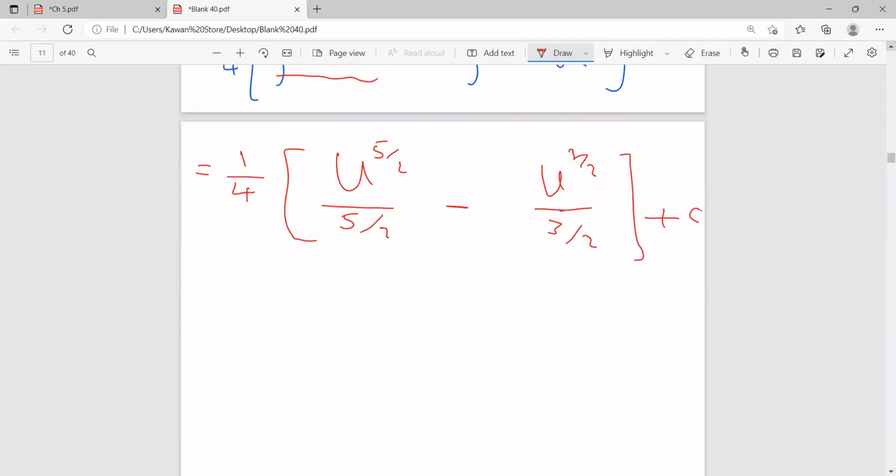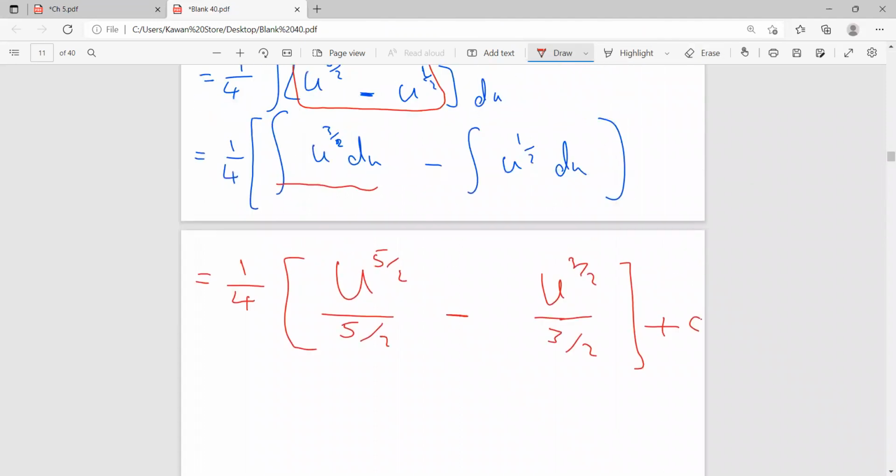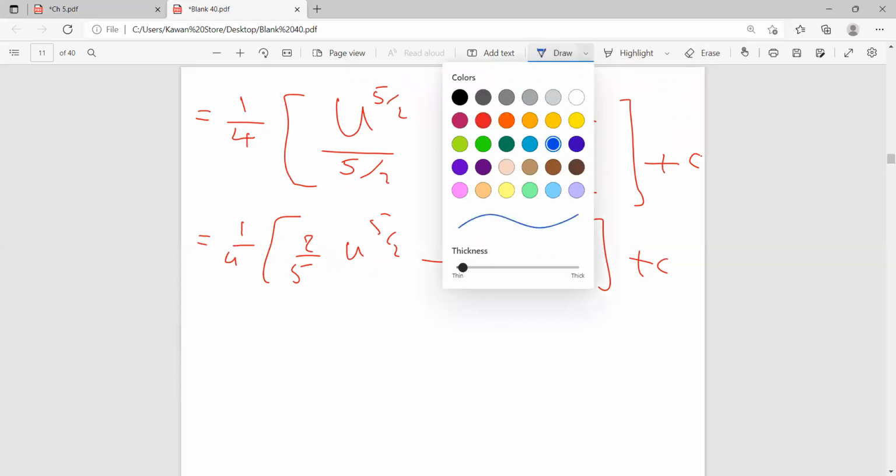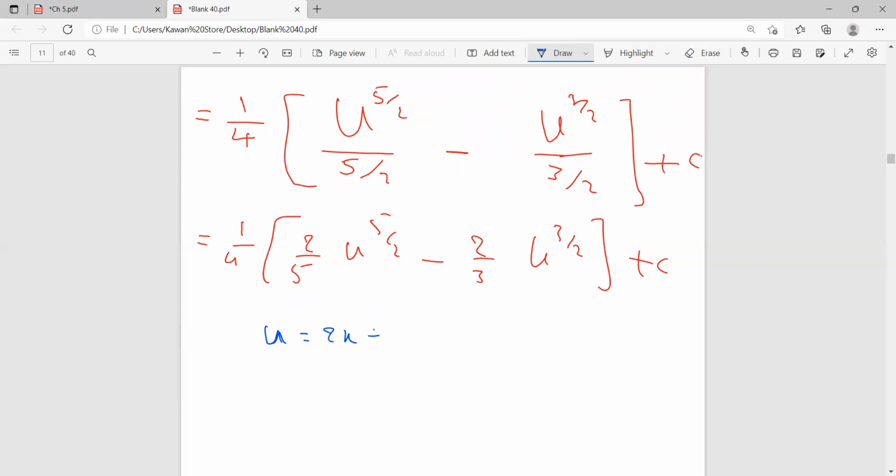Any question? Do you know why 5 over 2? Because there's u du, nothing else. So here's the solution. We get 1 over 4, 2 over 5 u to the 5 over 2, minus 2 over 3 u to the 3 over 2, plus c. And do not forget, I gave you x, but you gave back u. We should substitute again. In the previous one, we said u is equal to 2x plus 1. Do you remember that? The first example, the first question.